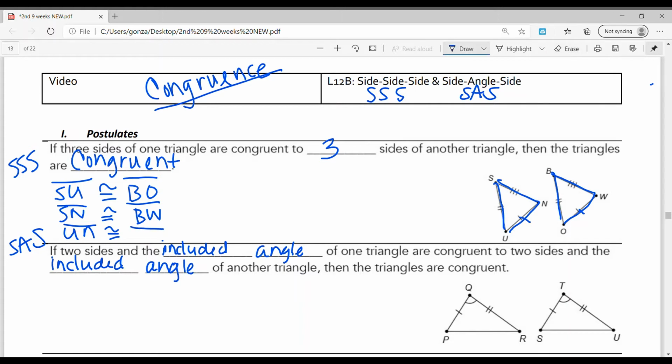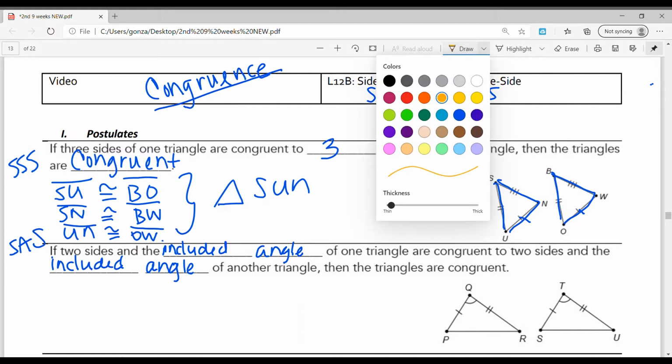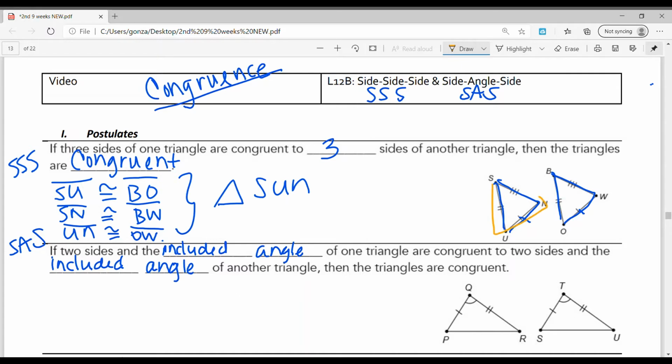So with that in mind, I can now say that I have the congruent statements for the triangles. So triangle SUN. Look at the direction that I'm going in. Let's draw that out. I'm going SUN is going to be congruent to triangle BOW. You have to have the same direction.